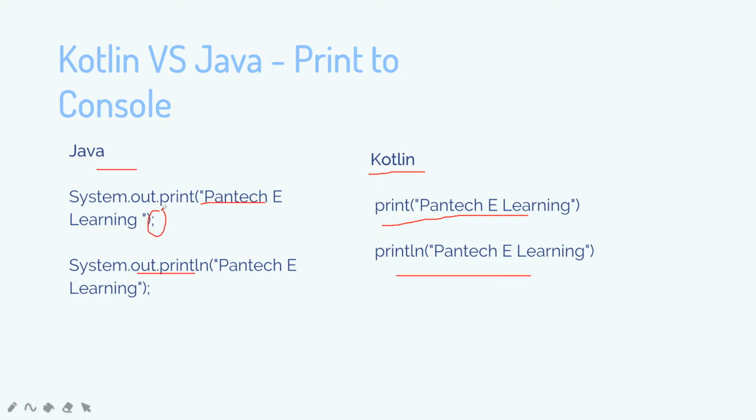So here we are using a colon, a semicolon, but here we are not using the semicolon. Okay, so this is the way we can use it. That is the difference between Java and Kotlin for the print statement.